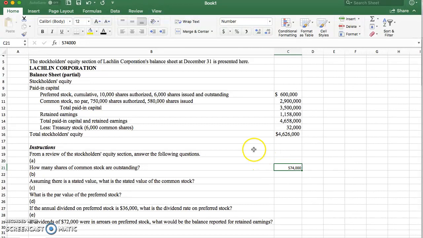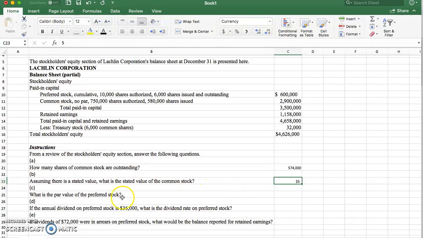Section B, assuming there is a stated value, what is the stated value of the common stock? So this common stock is no par. It doesn't give us a stated value. So to calculate the stated value, we're going to take the amount of cash brought in from the shares that have been issued, and we're going to divide it by the number of shares issued. So the 2,900,000 divided by 580,000 gives us $5 a share as our stated value.